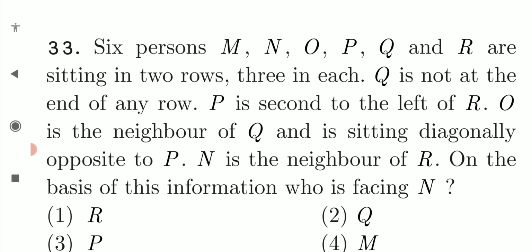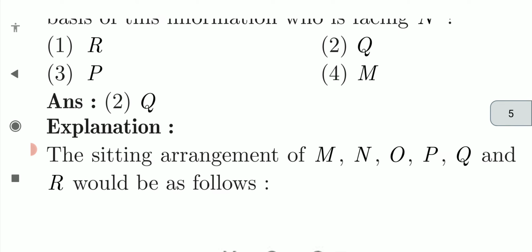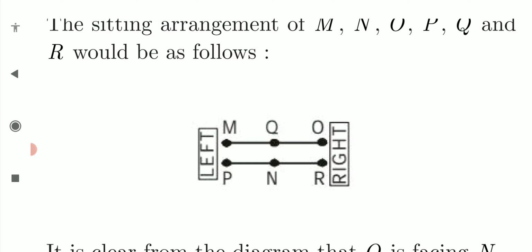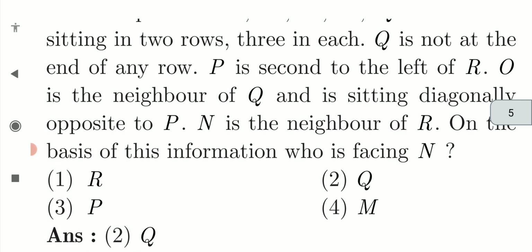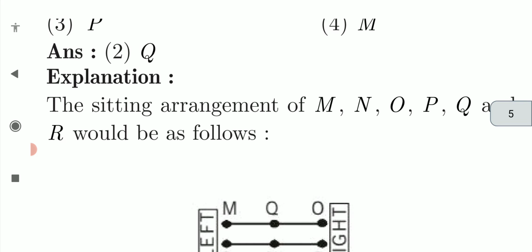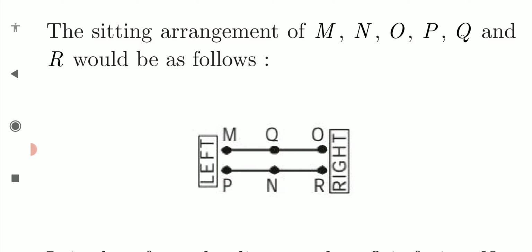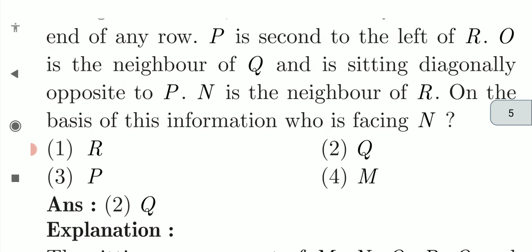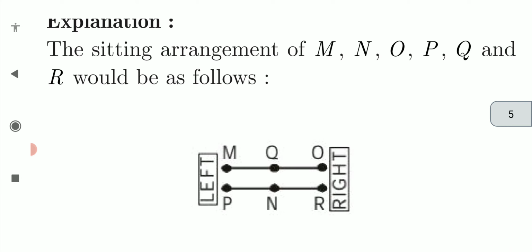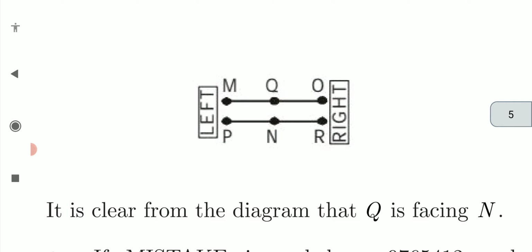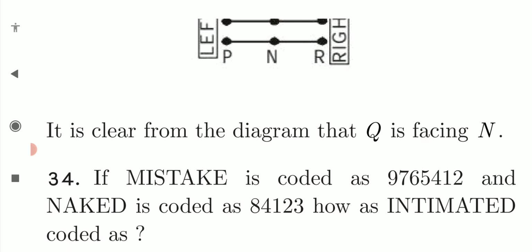Then O is a neighbor of Q and is sitting diagonally opposite to P. So definitely, O is present next to Q and diagonally opposite to P. Then N is a neighbor of R. R is there and N is a neighbor of R. On the basis of this information, who is facing N? Obviously Q is facing N, so that would be your answer.